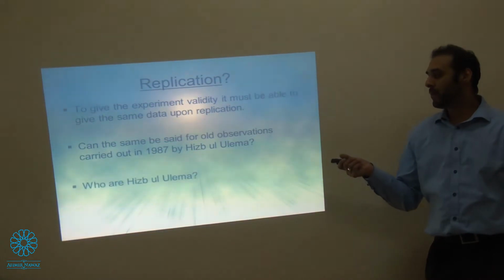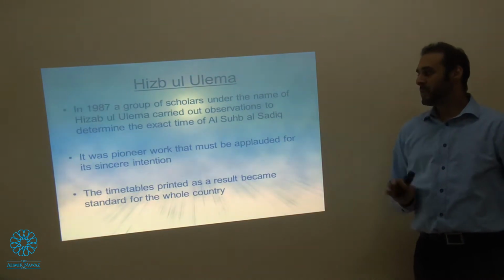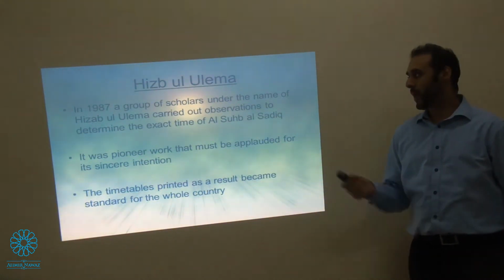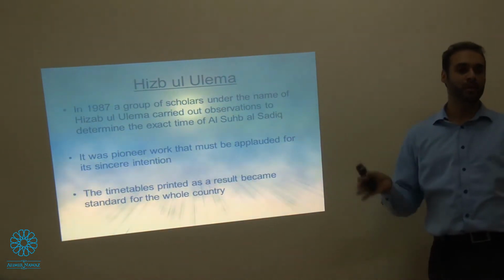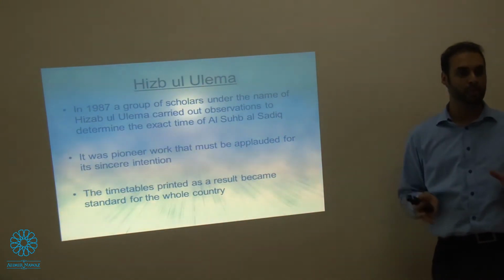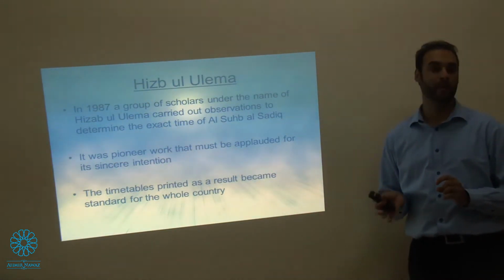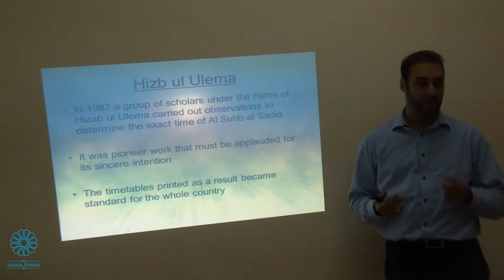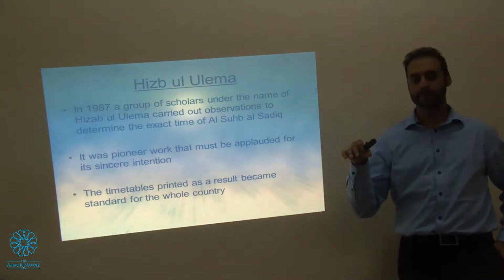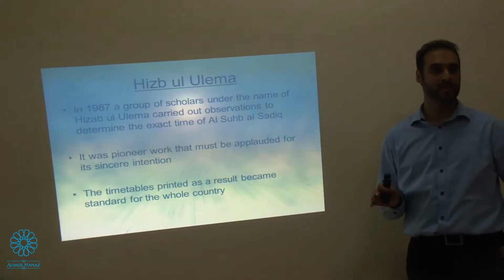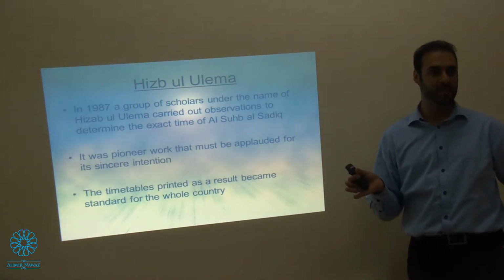Okay, now, Hizbul Ulama, in 1987, a group of ulama from Blackburn, under the name of Hizbul Ulama, it's only 2 people, and to this day it's only 2 people, carried out observations to determine the exact time of Subh Sadiq. It was pioneer work, nobody's faulting their work, they did a monumental work. These 2 guys, without scientific knowledge and the principles of observation, went out and with true niyyah, decided to find out the time of Fajr and Isha for the Muslim Ummah, and their timetables have been used ever since then. Now, we're not faulting their niyyah, but what we have to fault is how they did the observations and the times that they produced.